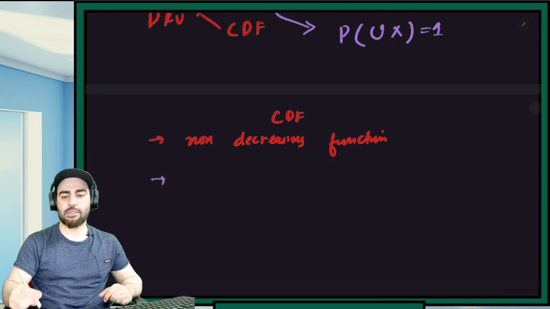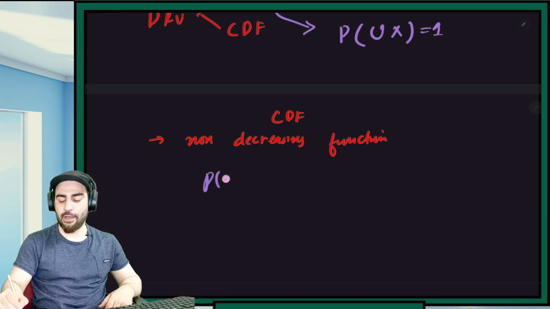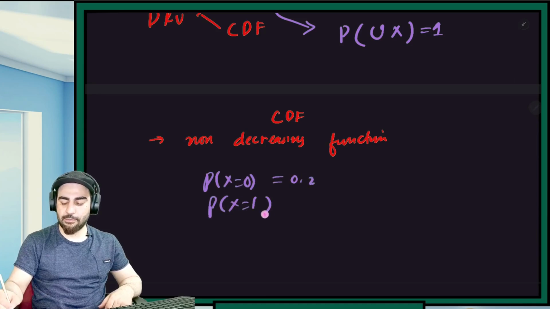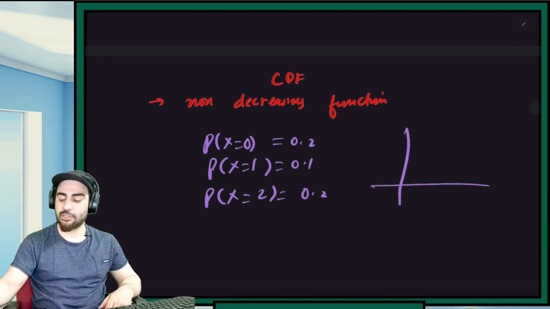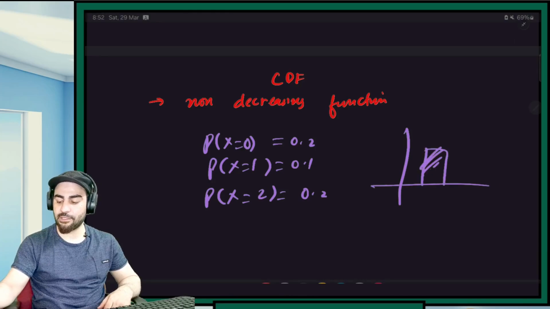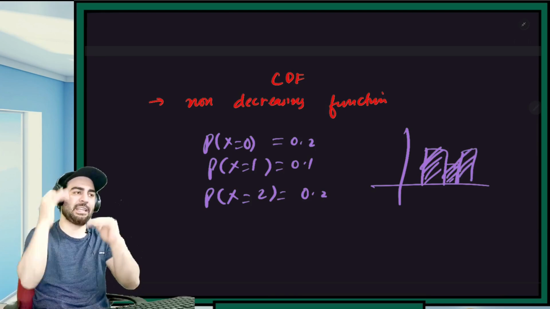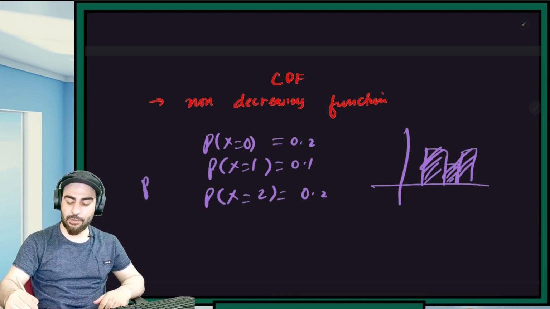So let's suppose we have, say, probability of x equal to 0 is some 0.2, probability of x equal to 1 is some 0.1, and probability of x equal to 2 is again 0.2. So if you see this function, it will look something like this. 0.2 means this much, 0.1 means this much, again 0.2 this much. So you can see it is increasing, decreasing. This function is like this. So this is the probability mass function.